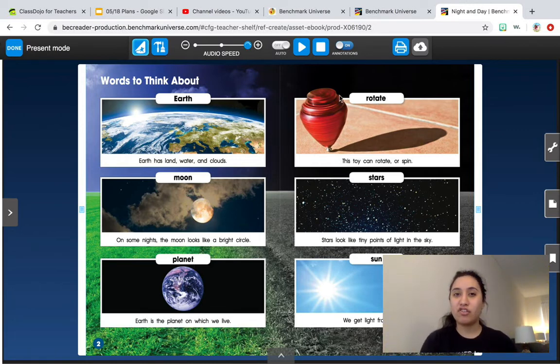Rotate. See how there's a top right here? Have you ever had a top and you spin it and then it starts rotating? You may think, Miss Chacon, we're learning about space. Why do I need to learn about rotating? So do that with me. Get your one finger and go like this. Rotate, rotate, rotate. We're talking about rotating because there are planets that rotate. Our planet is one of them. It rotates. So we're going to be learning about that.